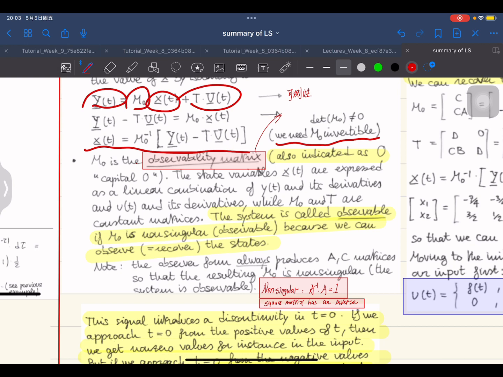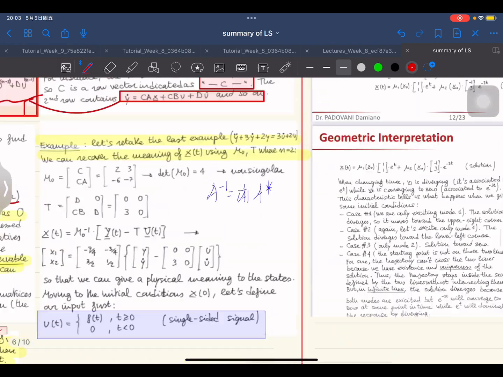So why do we call it the observability matrix? If M0 is non-singular, we can observe the states. Note that the observer form always produces an A, C matrix such that the resulting M0 is non-singular, so the system is observable. Let's see next.